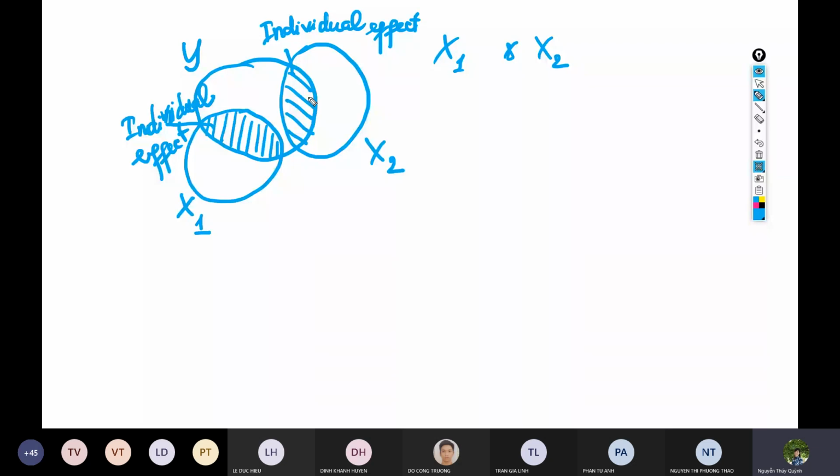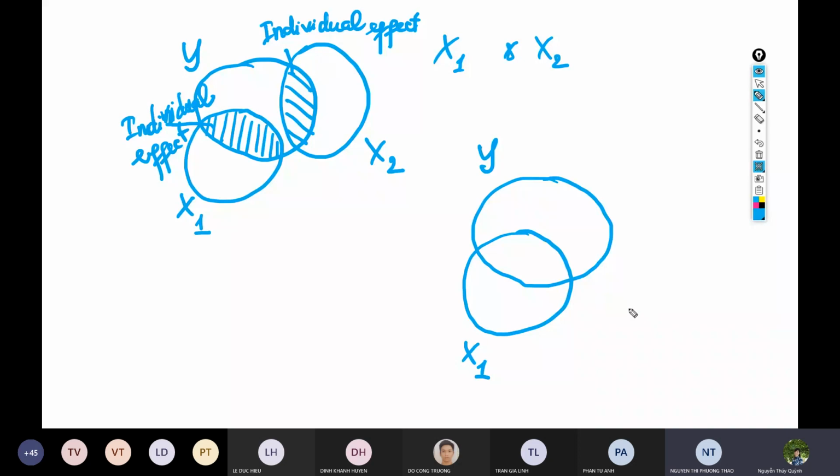But sometimes there might be a correlation between x1 and x2. So we will have our model like this. This is the information of y. x1 explains part of the information in y. So this is our x1, and x2, which may have a correlation with x1, also explains a part of the information in y. And because it has a correlation with x1, there may be an intersection like this.